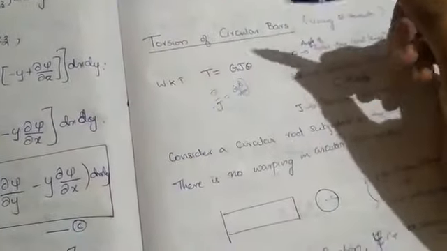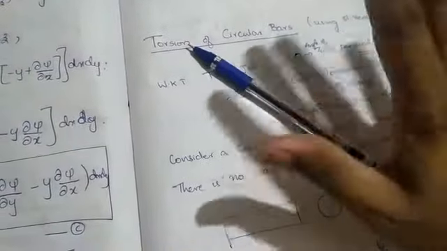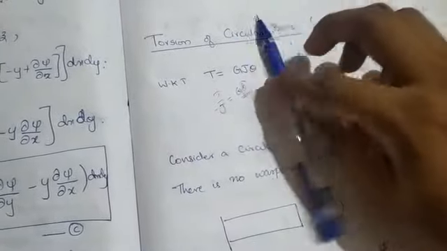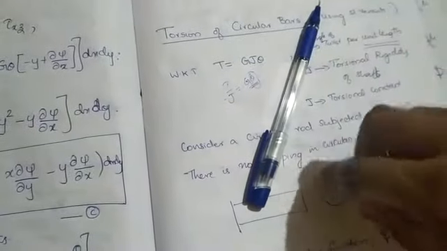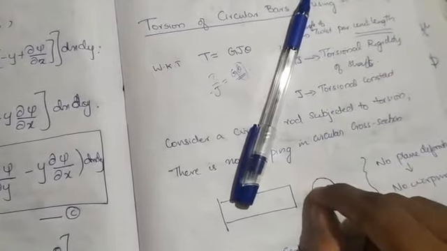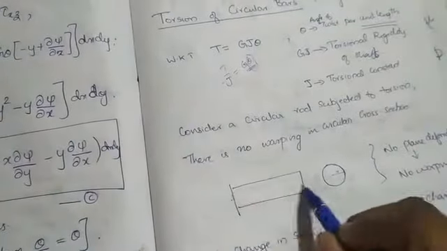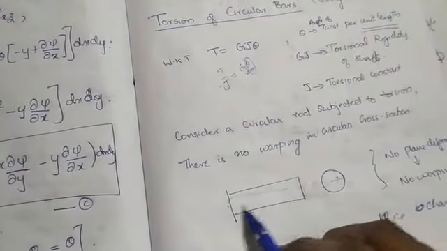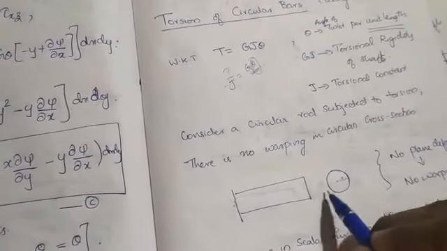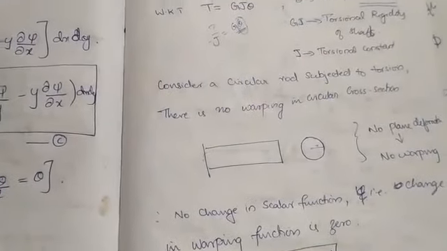Now we were discussing warping, right? In circular bars there is no warping, there is no plane deformation. If you apply torque, nothing is deformed; the structure remains plane itself. If you draw some lines here and twist it, there will not be any harm to it. But if it's a square, they deform, right? This I have already explained in my last lecture.